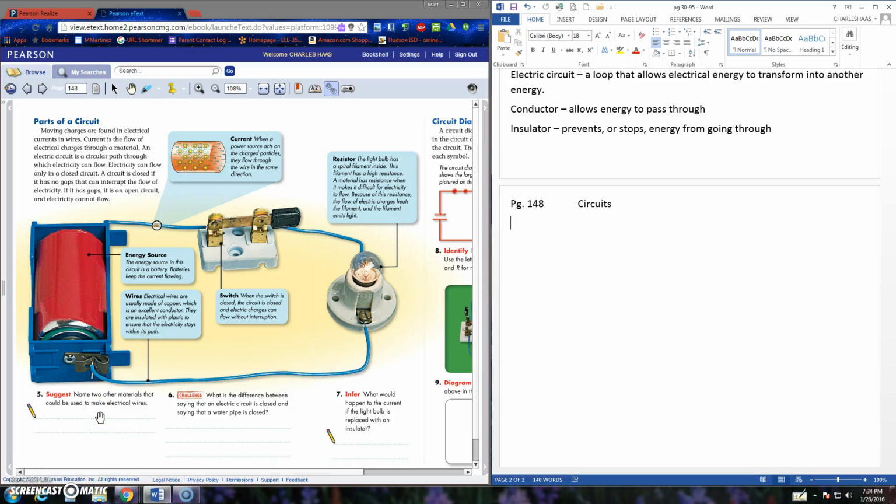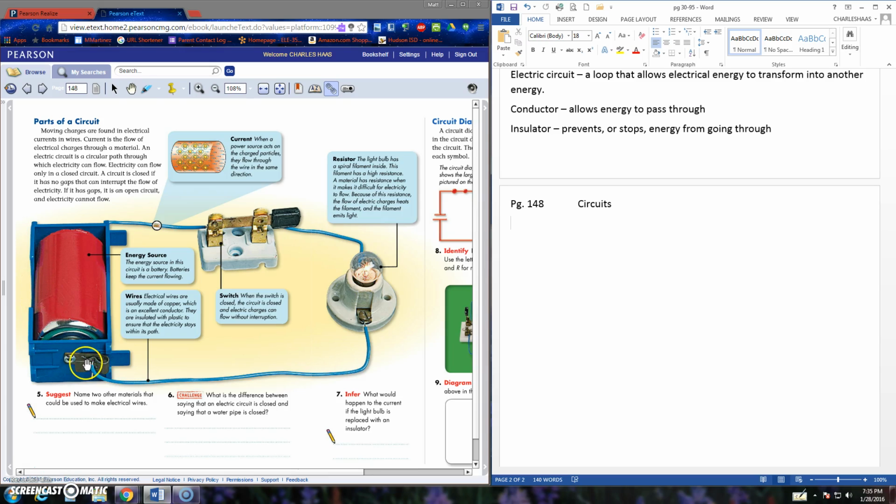And welcome back. And now we're looking on page number 148 at the parts of a circuit. This is also a review. I really like the diagram they have right here. We already know that the energy source right here is also called a battery. Batteries keep the current flowing.